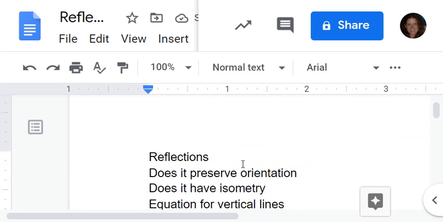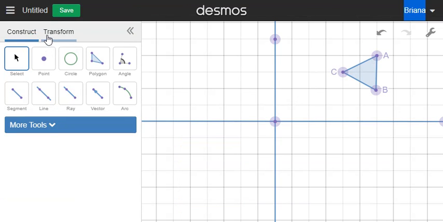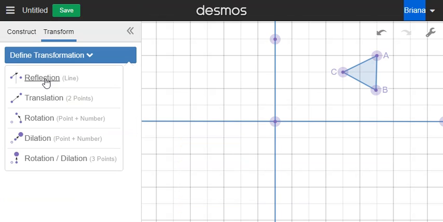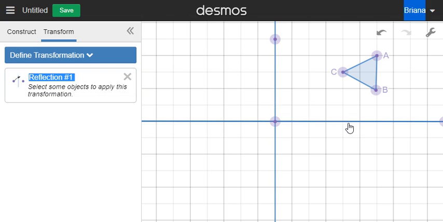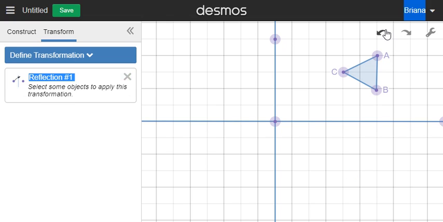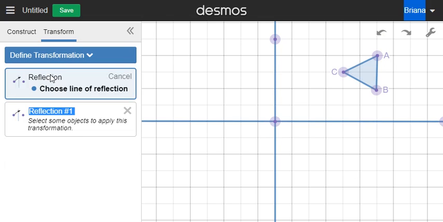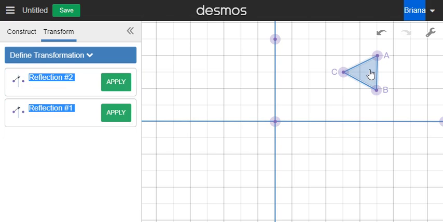Okay, so first of all, does it preserve orientation? Let's try one of these. We're going to look right here and perform this transformation. We're going to reflect over the x-axis first. Oops, not sure why it's only doing one line at a time. Let's undo that and try this again. We do a line of reflection. We choose the line, we choose the shape, and we apply. There we go.